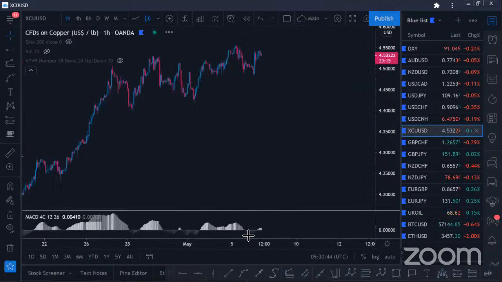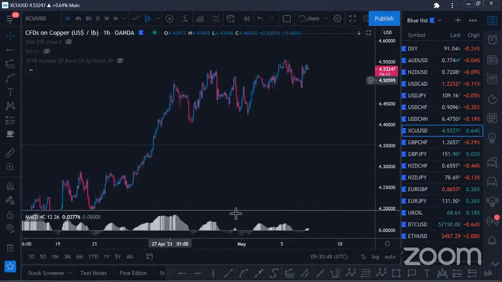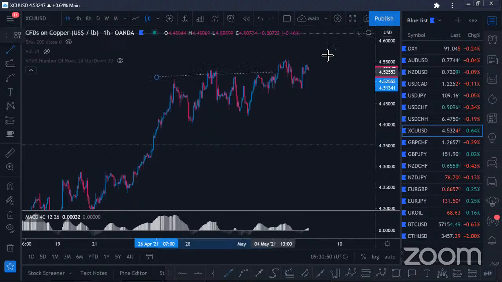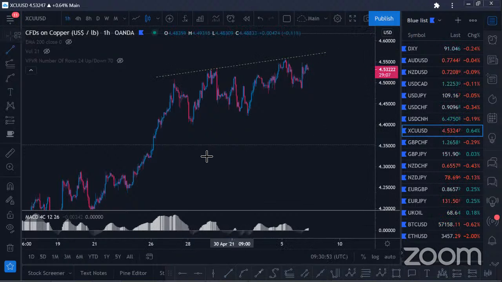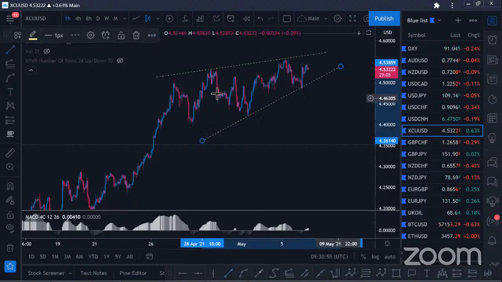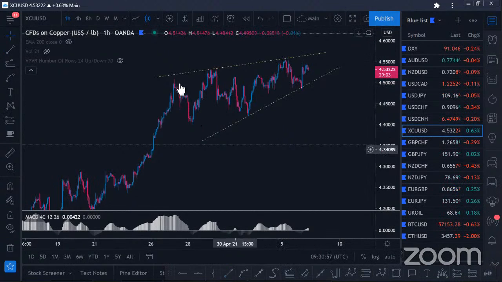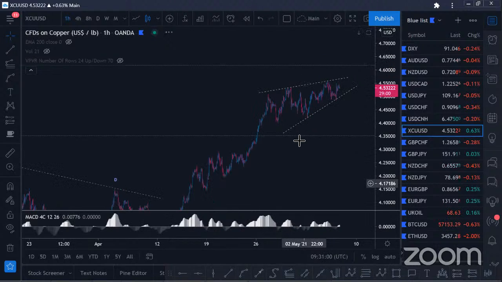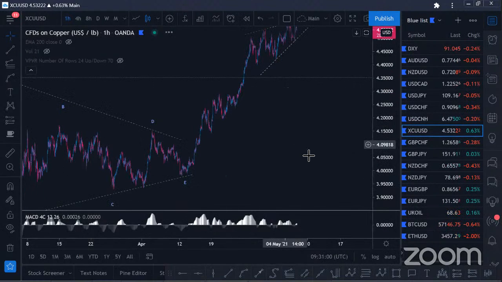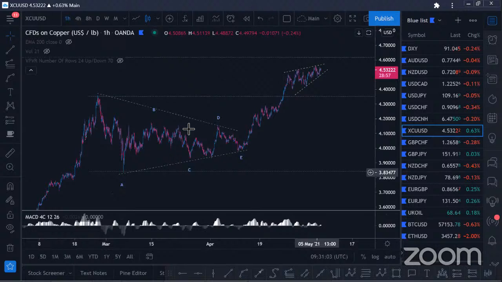Copper still kind of in this rising wedge formation that we've been looking at for a while now. Still looking good for downside. The lack of momentum to the upside is a good indication that what we're seeing is a turning point here. But again, these rising wedges aren't really reliable trades. It's just kind of an indication of where we're sitting.